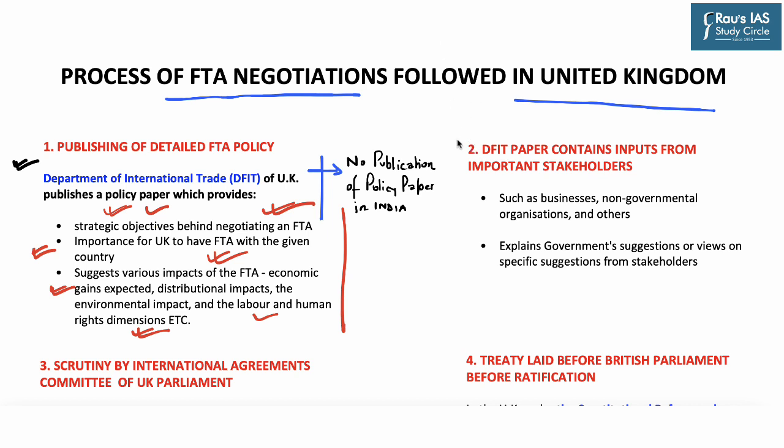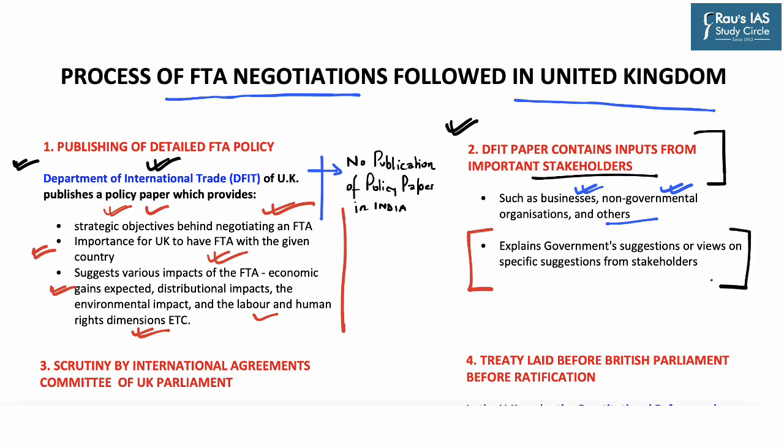The next step followed in the UK is that the DIT paper, that is the policy paper published by the Department of International Trade of the United Kingdom, also provides for inputs from important stakeholders. These important stakeholders include business organizations, non-governmental organizations and also other stakeholders, including businesses in the sectors in which the FTA is about to be entered. And if any stakeholder has provided a certain suggestion or given a contrary view, then the government also counters it or provides a specific view on such suggestions from the stakeholders.